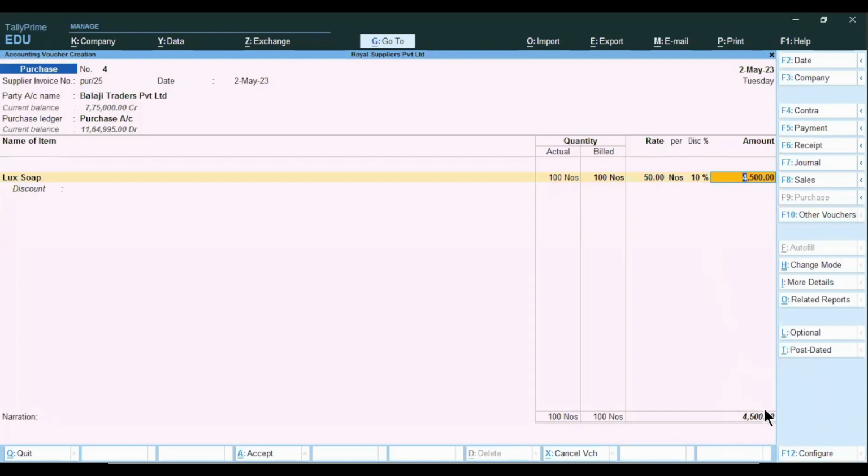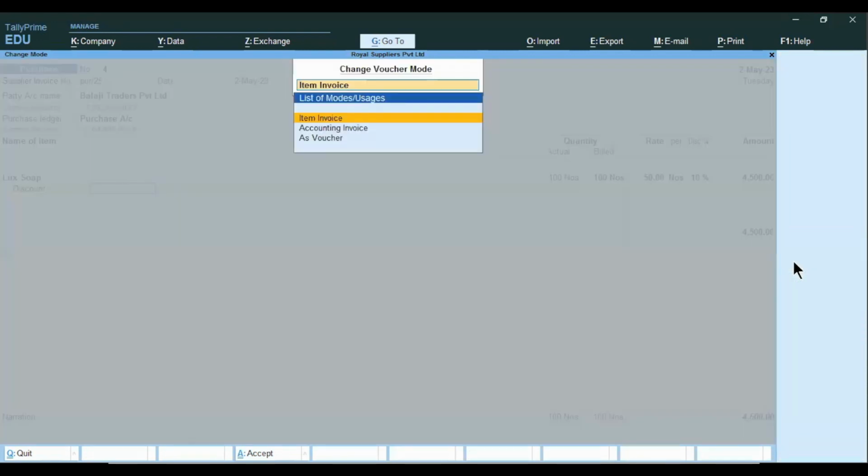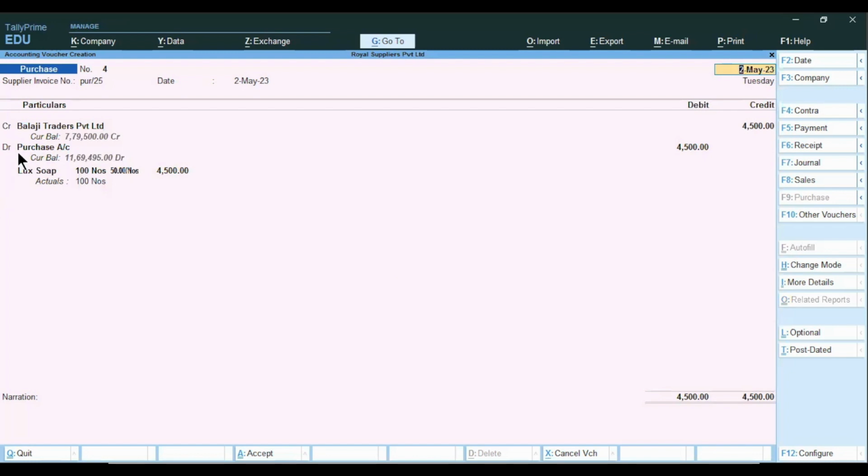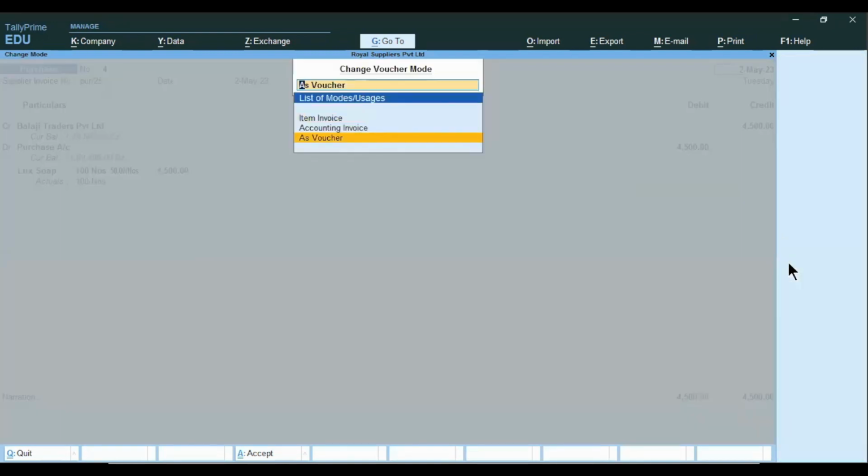The billing or invoice amount is 4,500, and it doesn't show the amount of discount which gets deducted. So it is a trade discount which never gets reflected in the books of accounts. Suppose if you want to check the entry of this invoice, just change the mode by pressing Control H and go to voucher. See, we can see the entry as purchase account debit to that Balaji Traders. It doesn't show the effect of 500, which was a discount amount. So with this, we can enter with separate discount column.